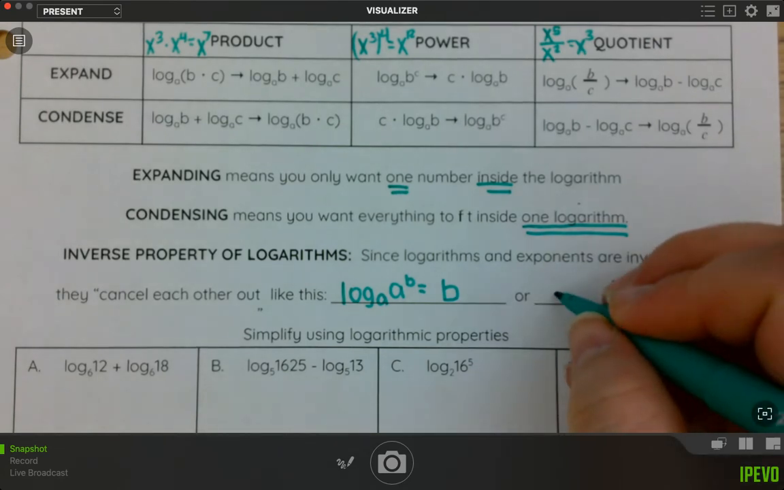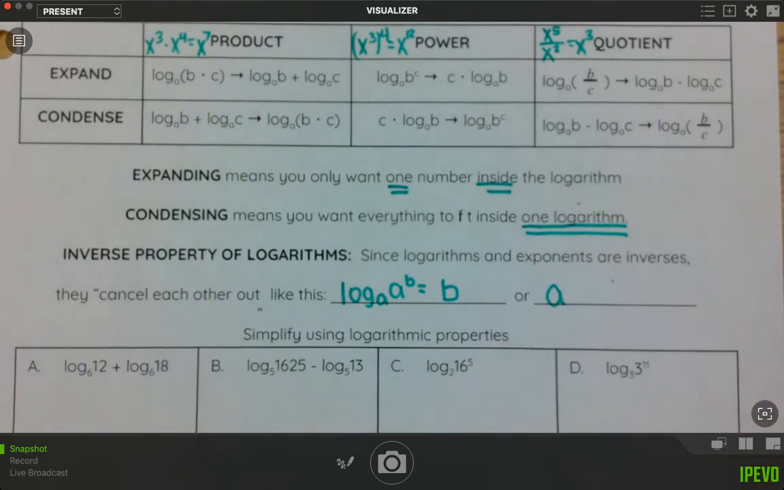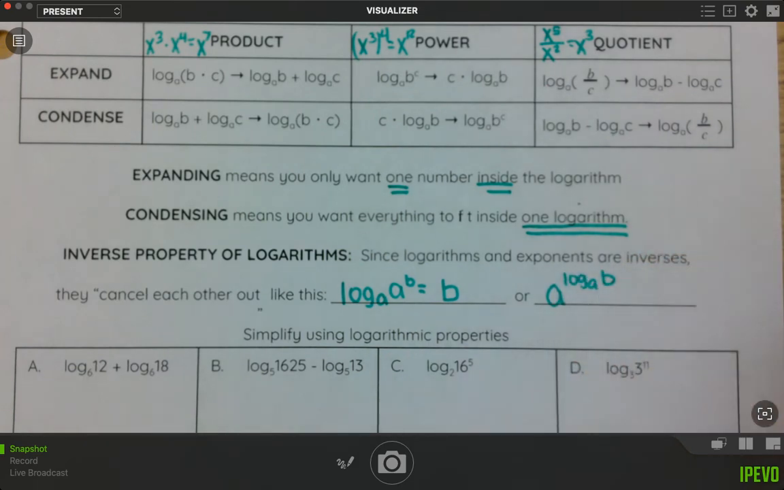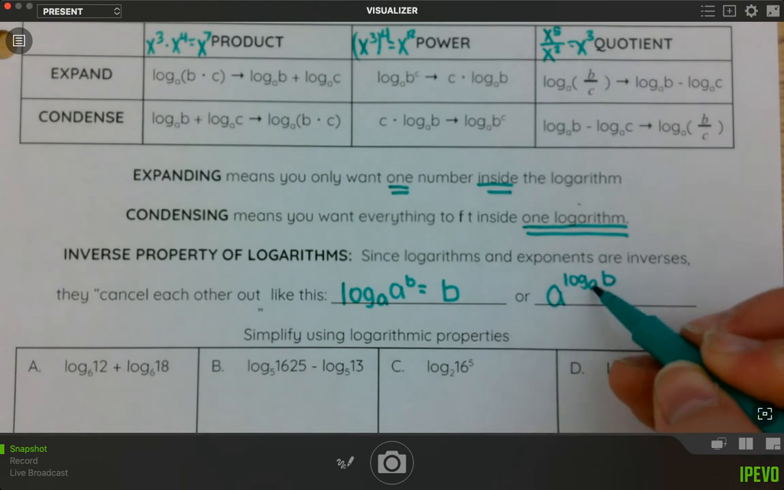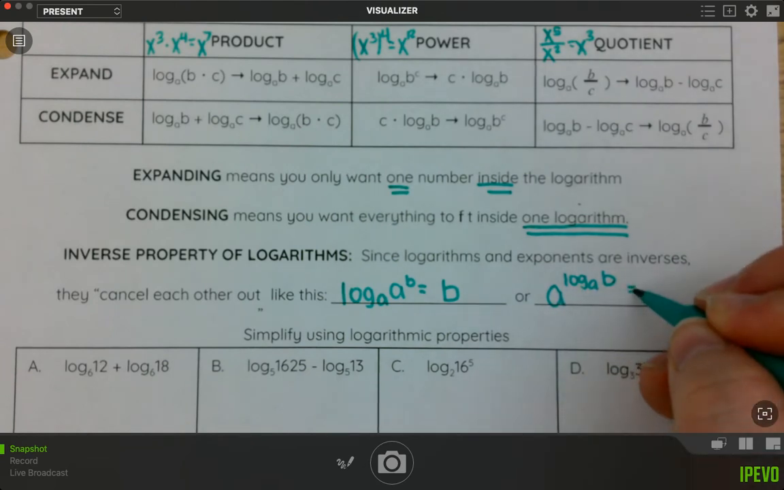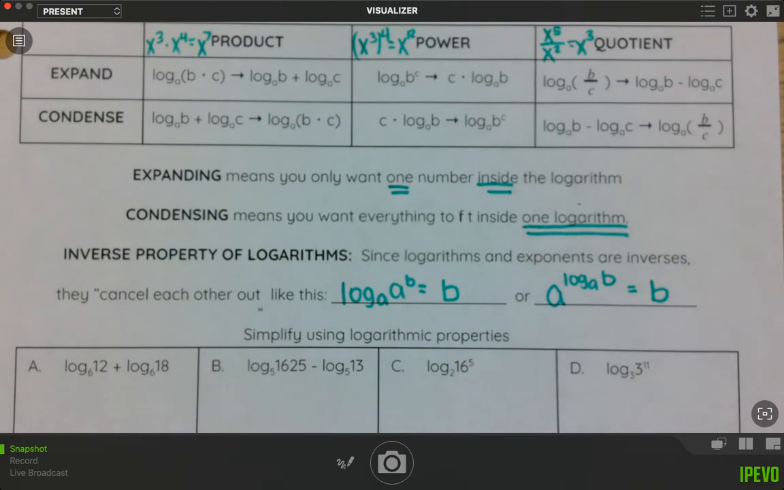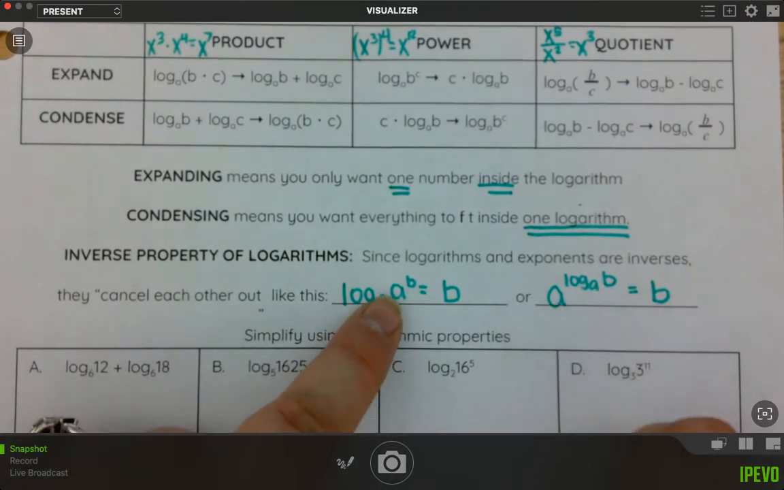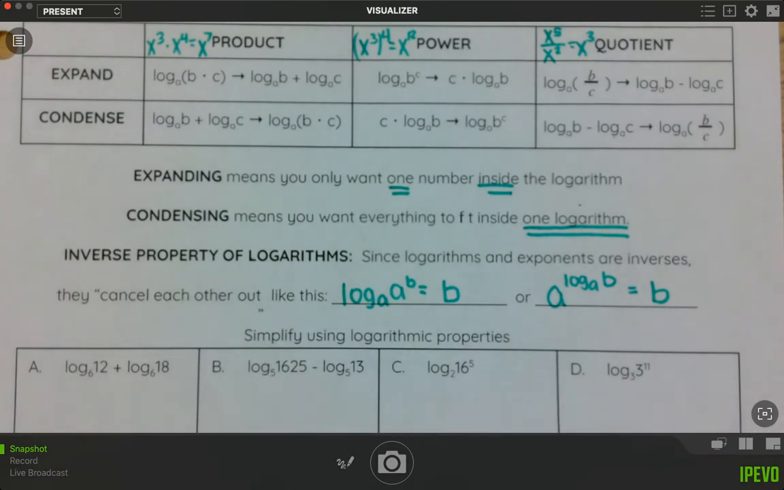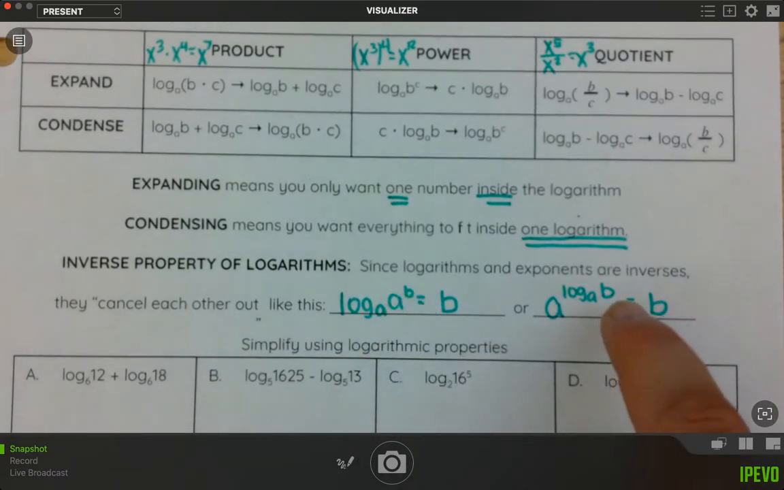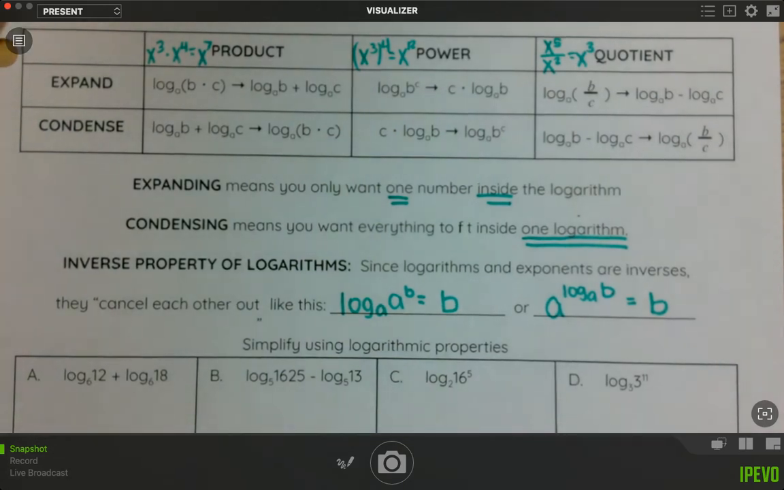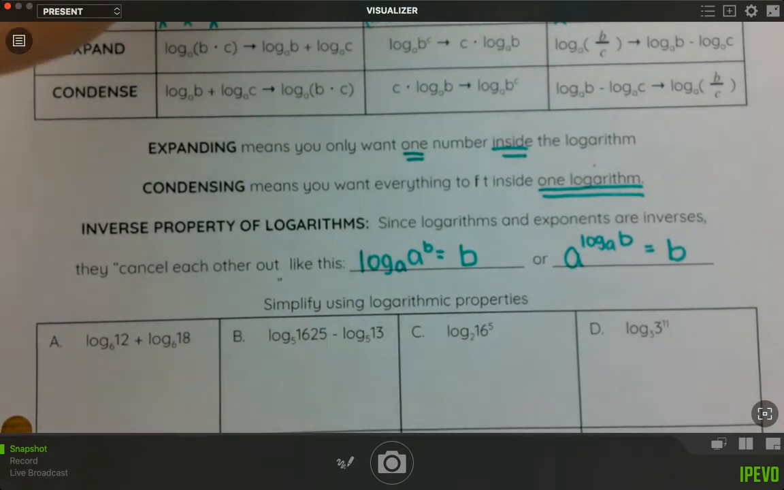Or if you have a as the base of an exponent and there's a log inside of that exponent, then this base and this base cancel each other out. Basically, if you have a log and an exponential and they have the same base, either like this or like this, those cancel, and whatever the exponent here or the regular inside part here is, that's all that you have left. Okay, that's how they cancel each other out. And I'll show you what that looks like in some real examples down here in just a second.